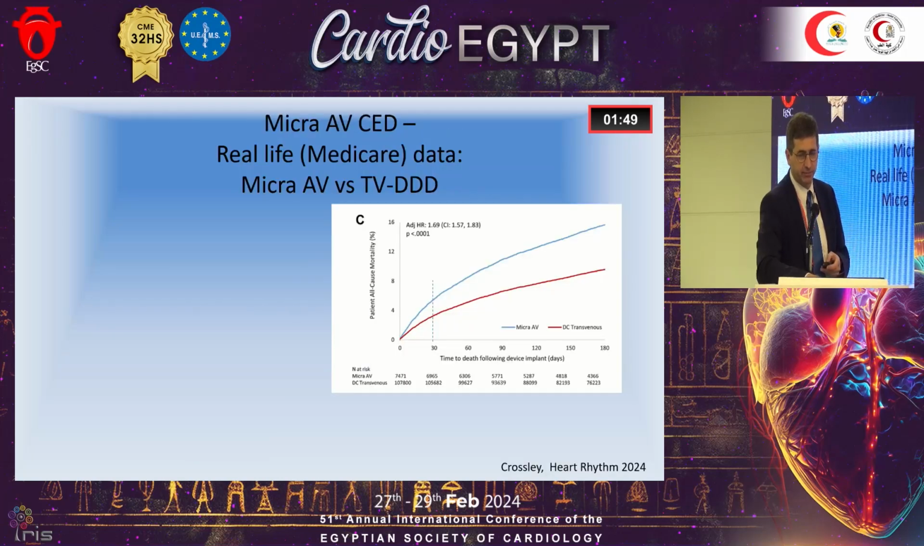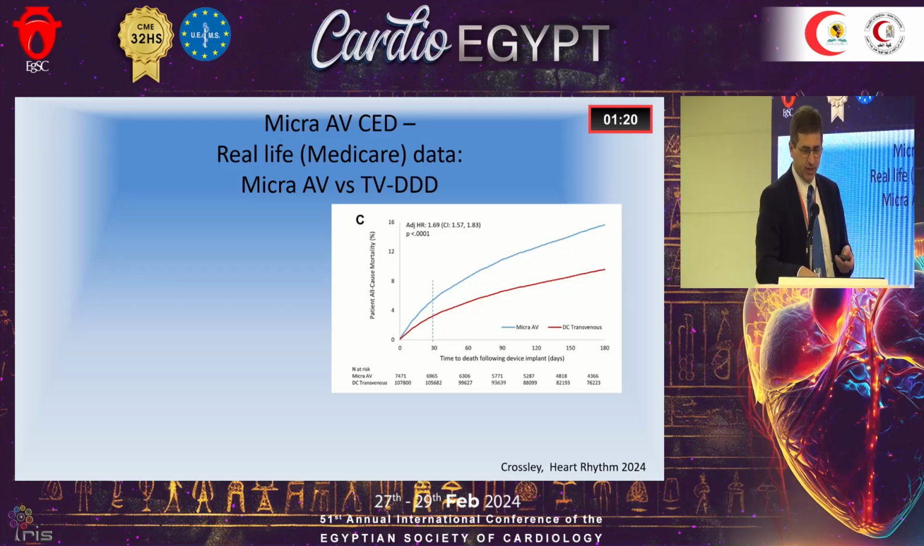So, real-life data. If you look on this side, which curve is which one? This shows VVI pacemaker, Micra AV pacemaker and transvenous DDD pacemaker and patient all-cause mortality, again from the Medicare data. The bad news is that the upper curve shows the Micra AV patients, with practically close to 6% all-cause mortality within 30 days.